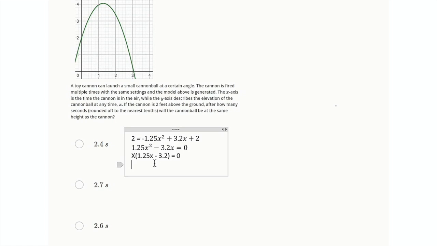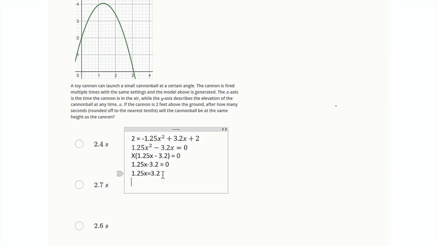So 1.25x minus 3.2 equals 0. Okay, so then in order to solve for x and try to isolate the variable, get it alone, the first thing I'm going to do is add 3.2 back over. So now 1.25x equals 3.2.